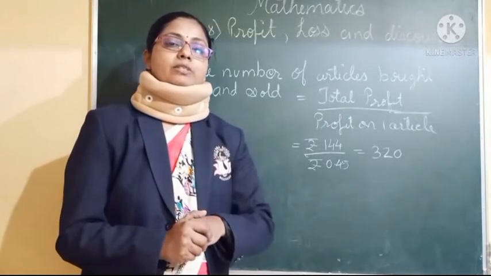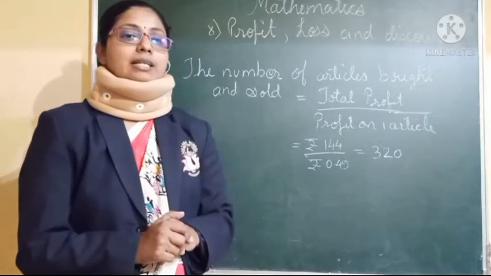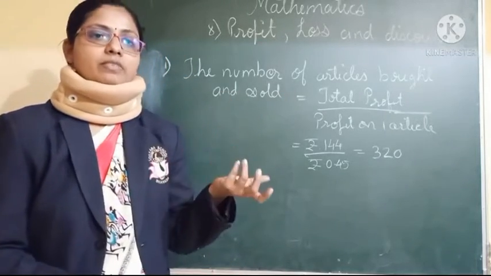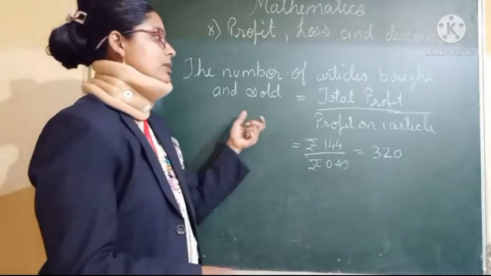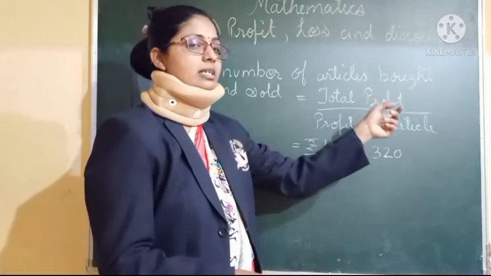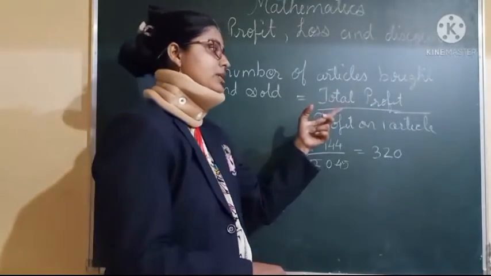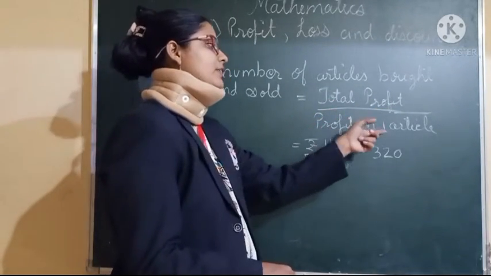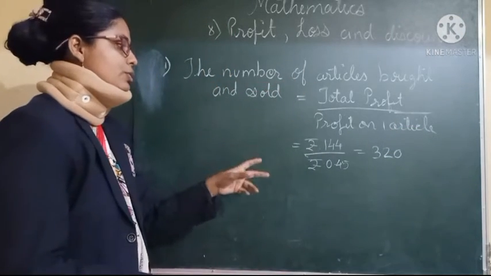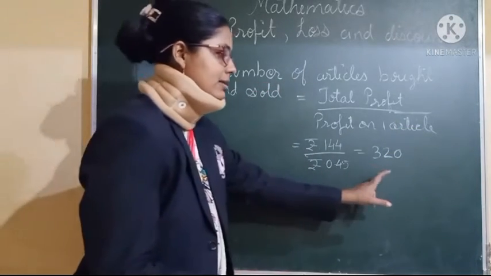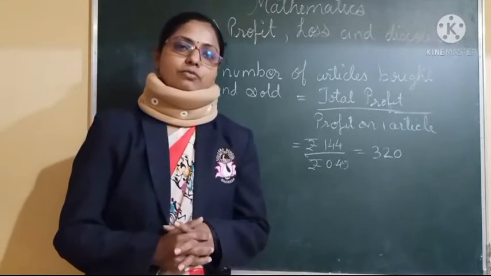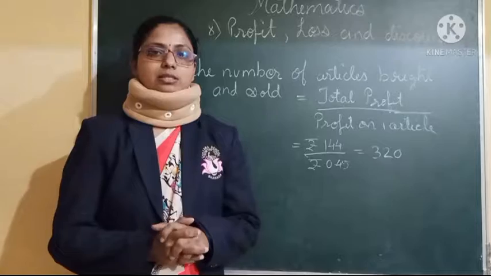Next, it is asked for the number of articles bought or sold. Rupees 144 is given. How will we find the number of articles bought or sold? The total profit is given as 144 rupees, and we divide it by the profit on one article, which we have already found. Put in the values and you will get the answer 320. In such a way we can use the formulas and find the answers.